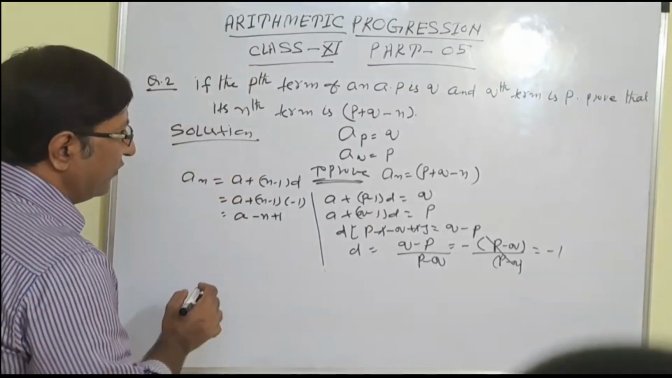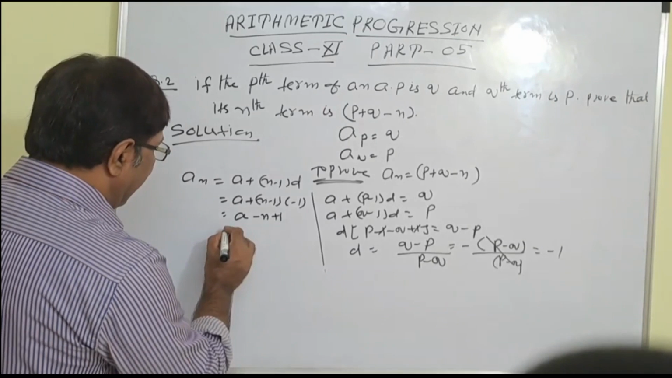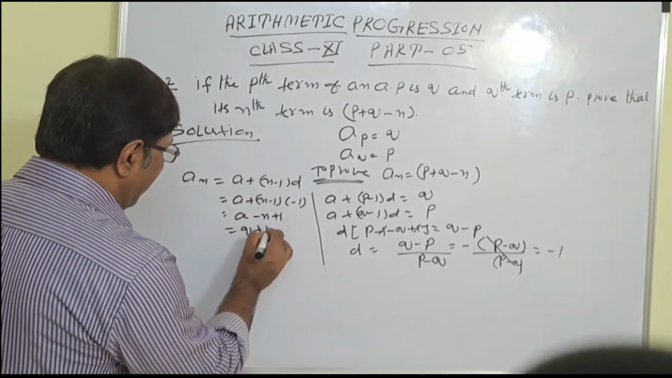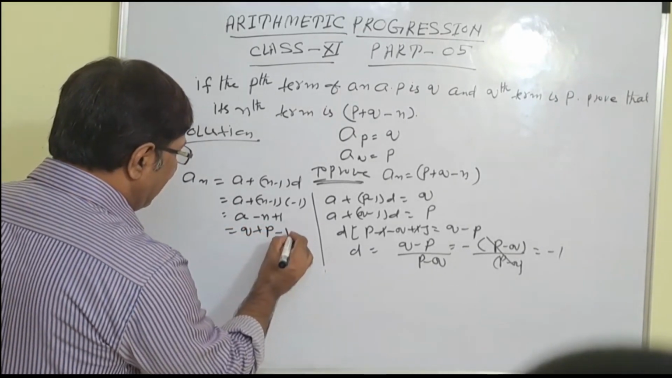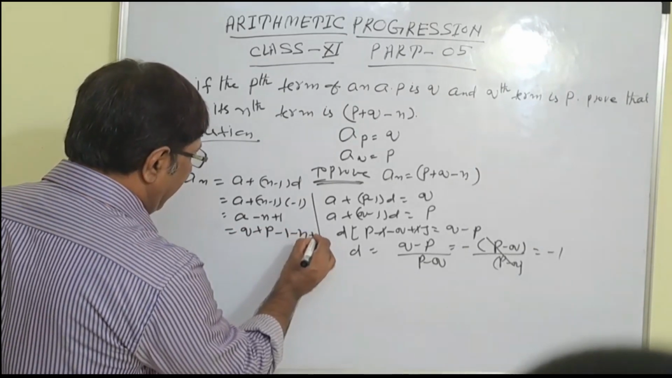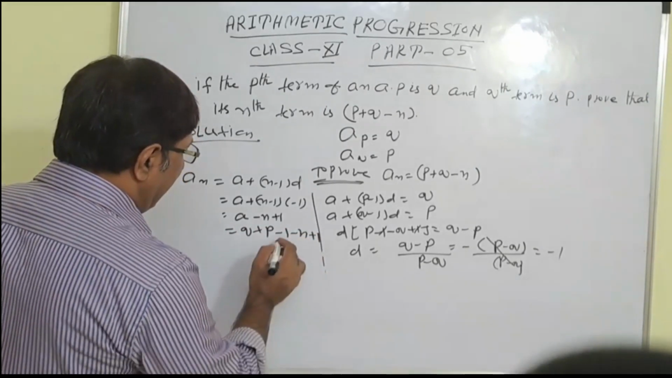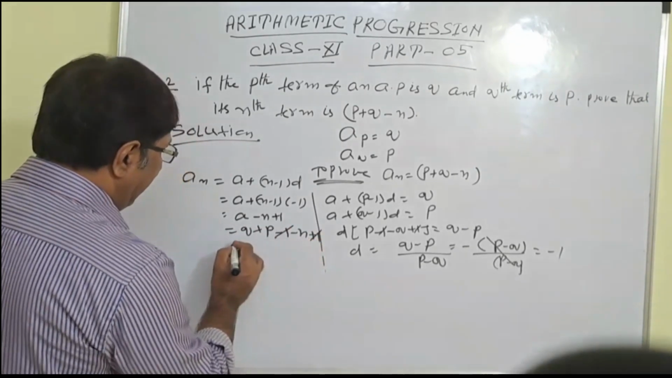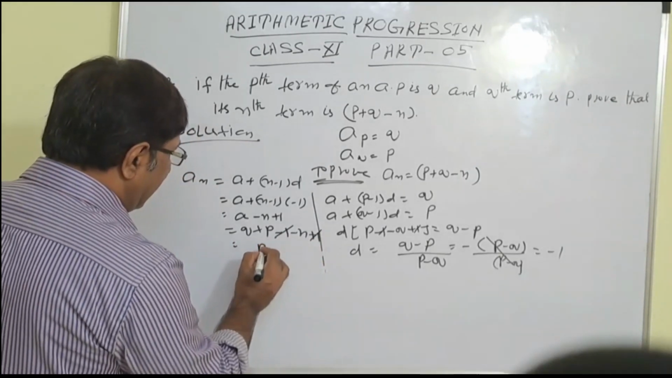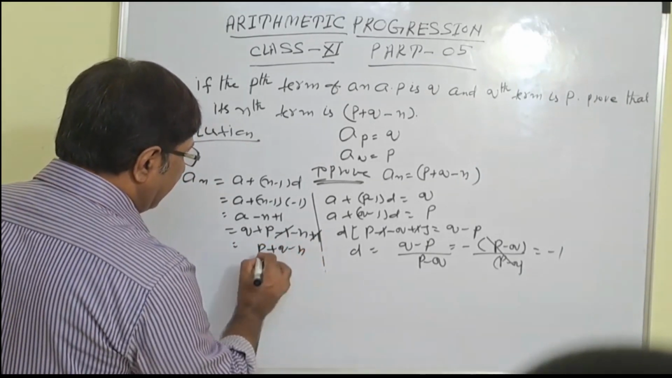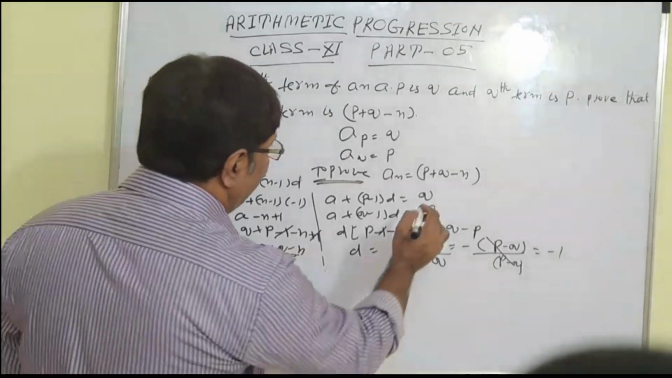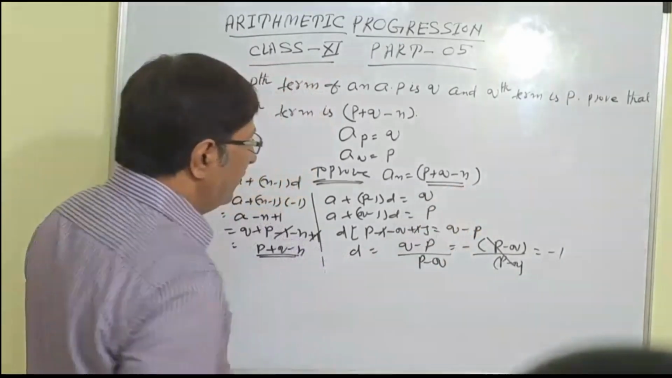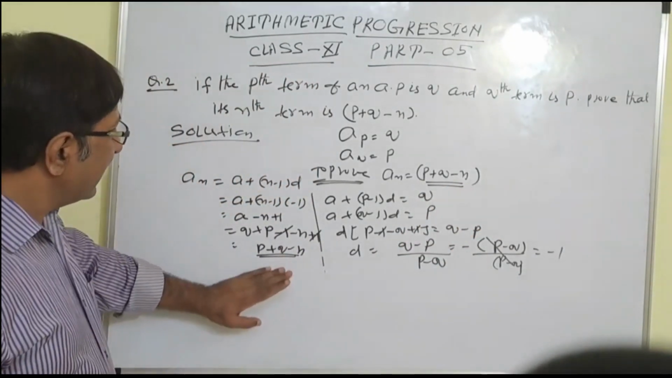So A will be what? Q plus P minus 1. So this is Q plus P minus 1 and then minus N plus 1. So this is what? This 1 and 1 cancel. We will get P plus Q minus N. So our correct answer is what? P plus Q minus N. This is the right answer.